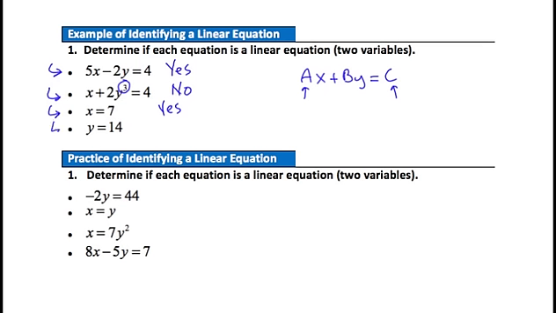And finally here, same idea again, y equals 14. Looks like my x value is going to drop out and I'm just left with y, but that is still a linear equation, so I would say yes.